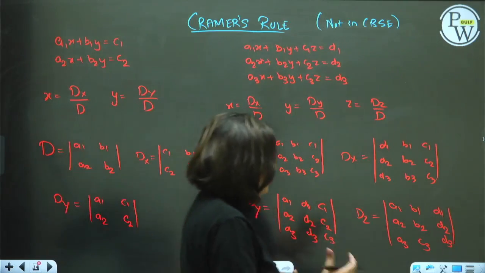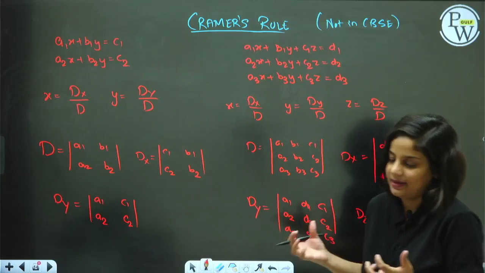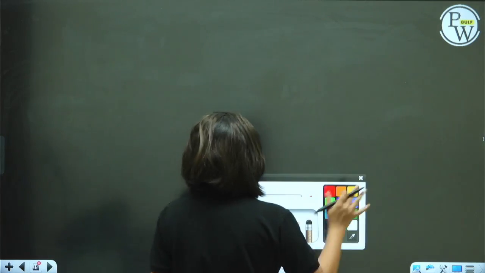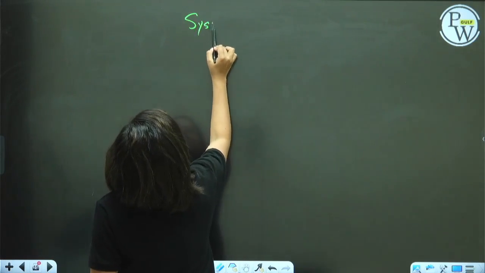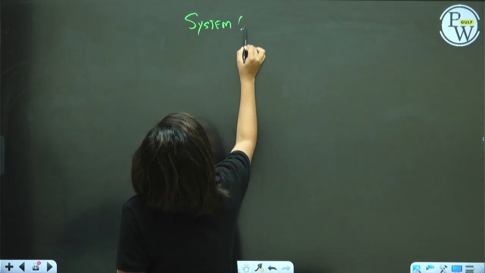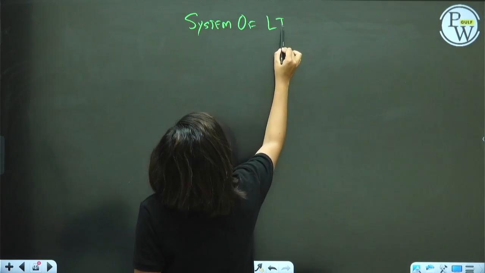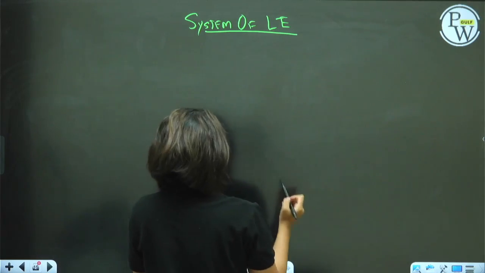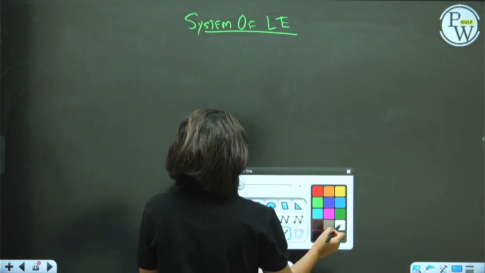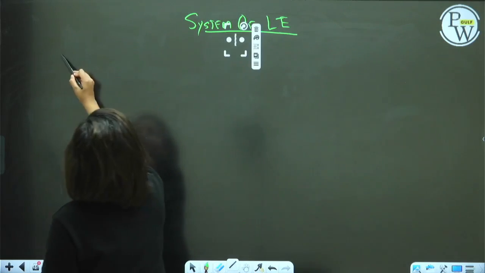Well, what if it's a question in CBSE? We won't be able to use Cramer's rule, and in such a case, we have system of equations. System of linear equations. Let's try to solve the system of linear equations.